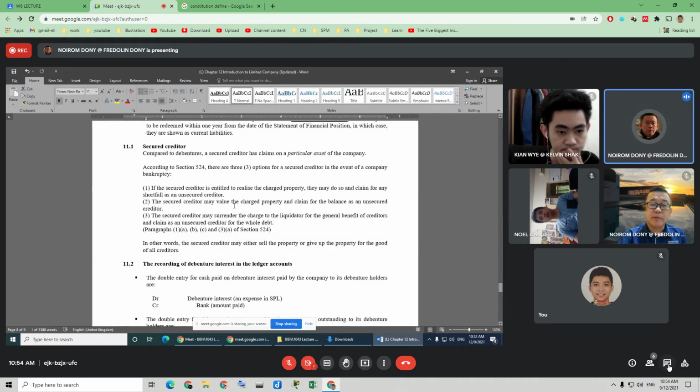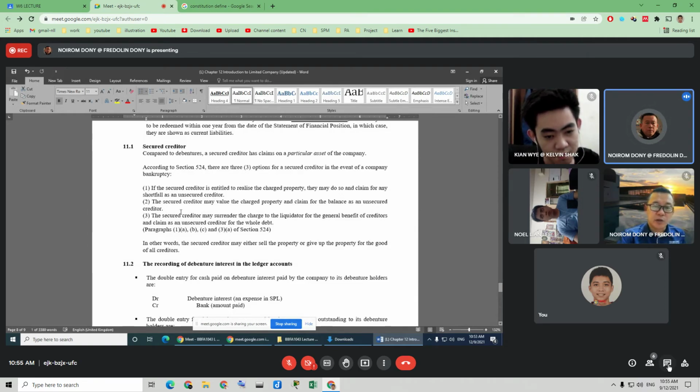The secured creditor may value the charged property and claim for the balance as unsecured creditor. The secured creditor may also surrender the charge to the liquidator for the general benefit of creditors and claim as unsecured creditor for the whole debt. So this is an option given to the secured creditor. Let's say the charged property is worth less than the loan amount given to the business. The balance, which is not secured, they put as unsecured.